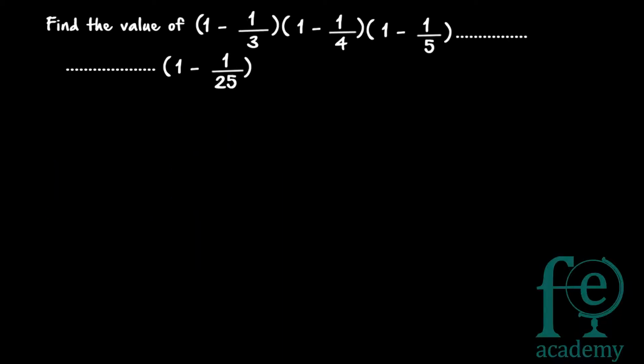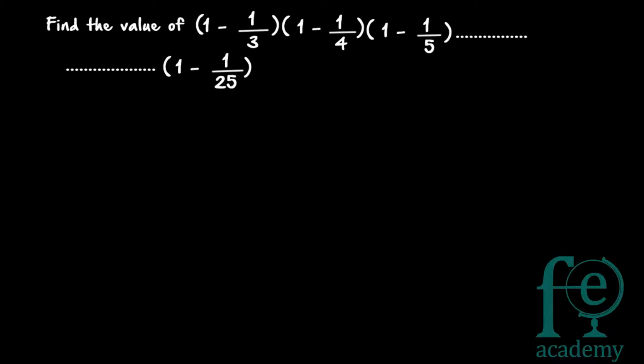Now a second question of the same kind. Find the value of (1 minus 1 by 3) into (1 minus 1 by 4) into (1 minus 1 by 5), and it is going up to (1 minus 1 by 25). Here also you can calculate in mind itself. 1 minus 1 by 3 is equal to 2 by 3. Then 1 minus 1 by 4 will be 3 by 4, and 1 minus 1 by 5 will be 4 by 5.